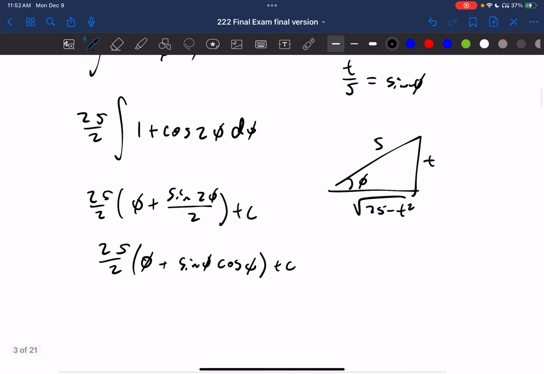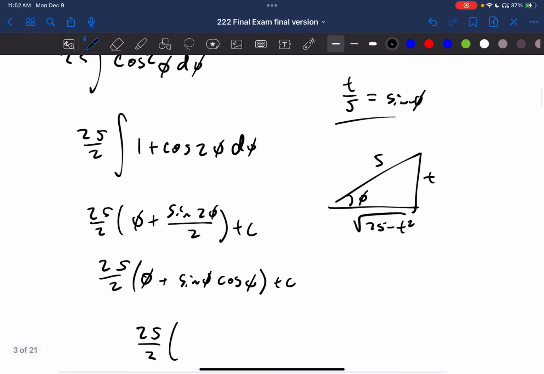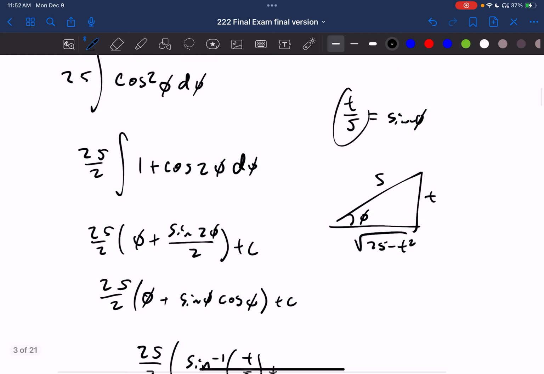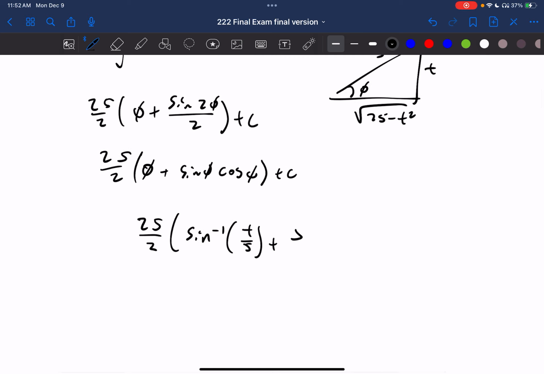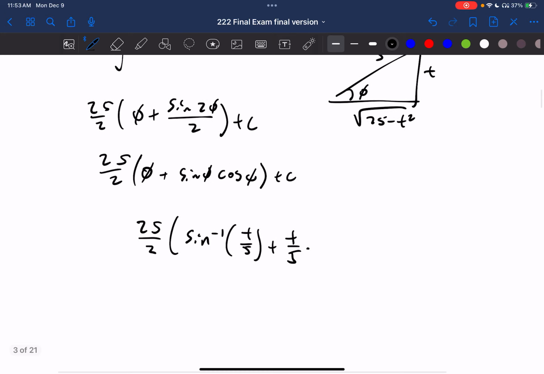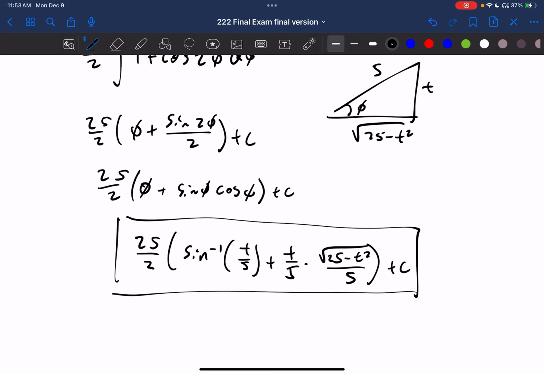Now replacing everything with what it is, we get 25 divided by 2 times theta, which in terms of t is arc sine of t divided by 5, so inverse sine of t divided by 5, plus sine theta. Sine theta is t divided by 5, plus t divided by 5 times cosine theta. Cosine is adjacent over hypotenuse. Looking at this triangle, the adjacent is square root of 25 minus t squared, over the hypotenuse, which is 5, plus c. And this should be our final answer.